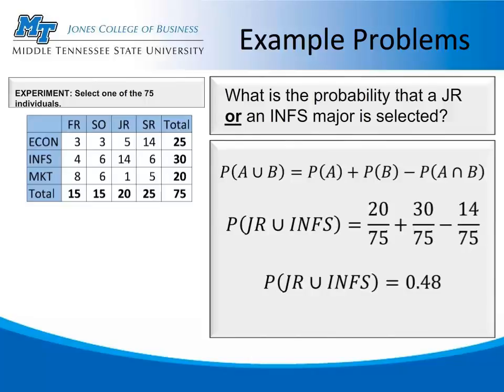The probability of a junior or an information systems major. The probability of a junior, there were 20 juniors, so that's 20 out of 75. Plus, probability of an information systems major is 30 out of 75. But out of those 20 juniors, 14 of them were information systems majors. Out of the 30 information systems majors, 14 of them were juniors. So that 14 is getting counted twice. So you have to take it off once. So you subtract the 14 out of 75 to get the answer.